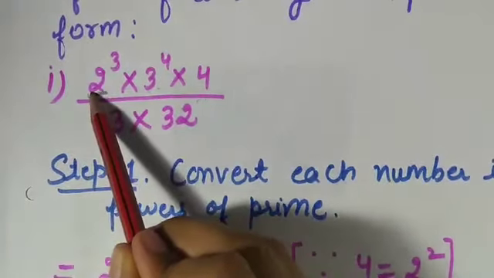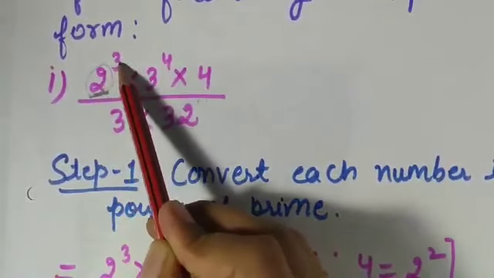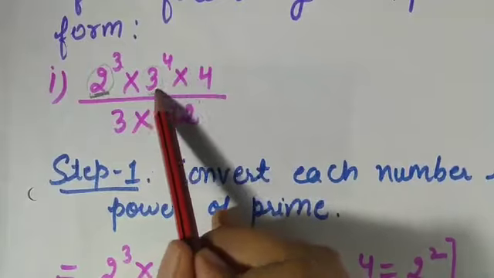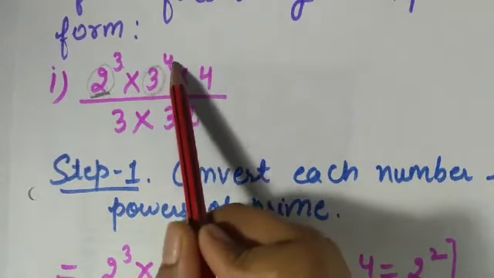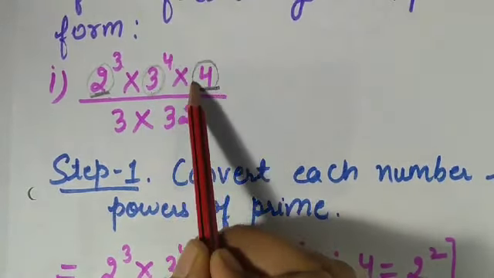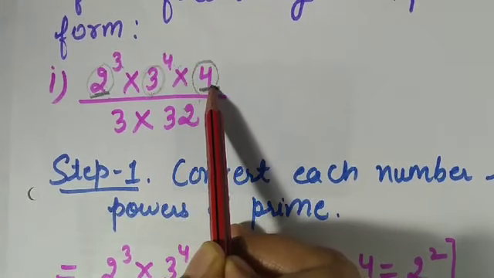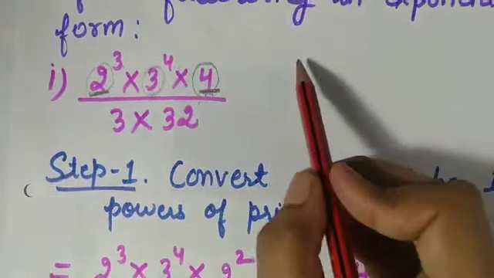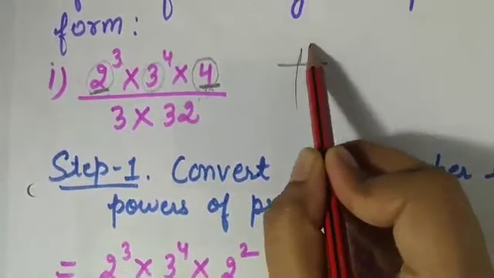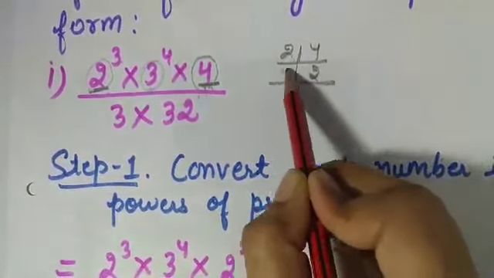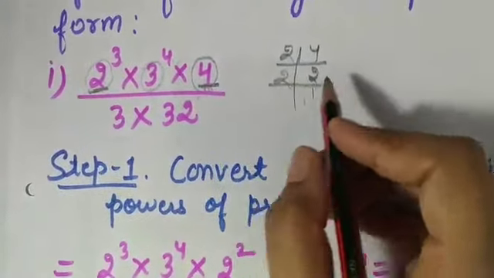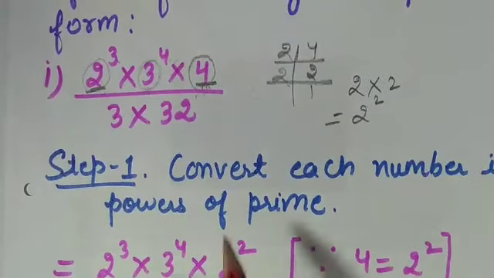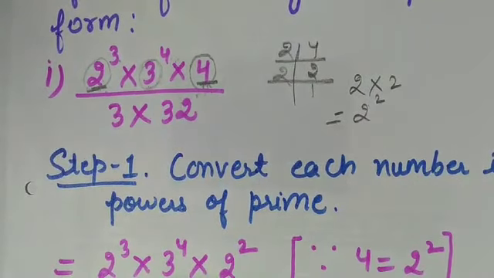Here it is already prime 2 and it is already in power. Okay, so next come 3 raised to the power. This is also prime and this is already in power. Now come to this. This is not a prime. It means first we have to convert this in prime, in the powers of prime. So for that I will take the prime factorization of 4. So its prime factorization will be this. So 4 can be written as 2 into 2, that is equal to 2 raised to the power 2. So 4 can be written as 2 raised to the power 2.